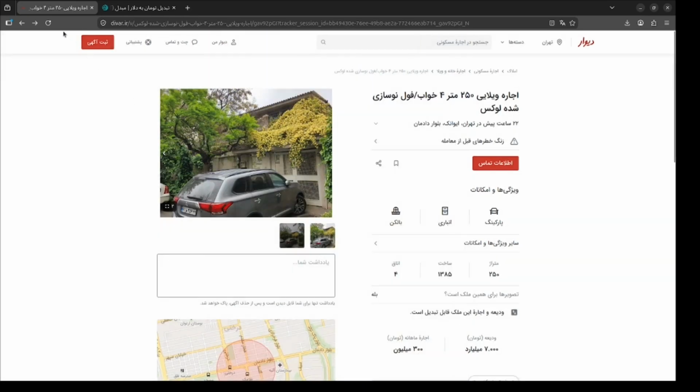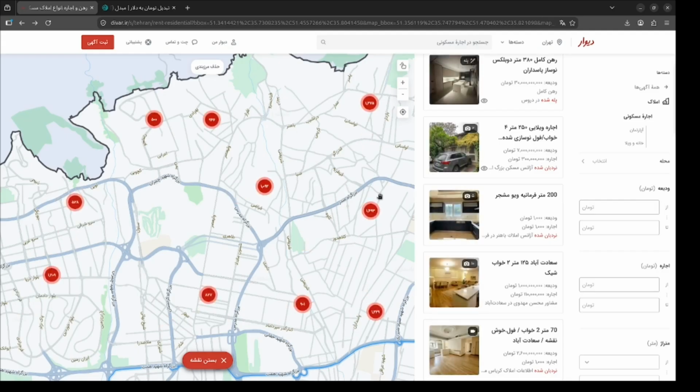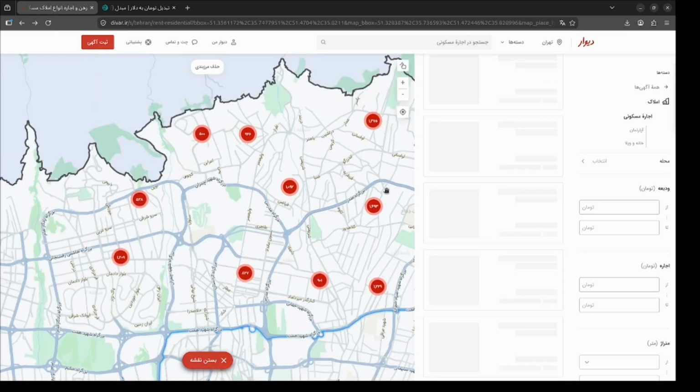Okay, that's our tour of Tehran prices for renting a house. And as you can see, there is a big difference between renting a house in the southern part rather than the northern part.